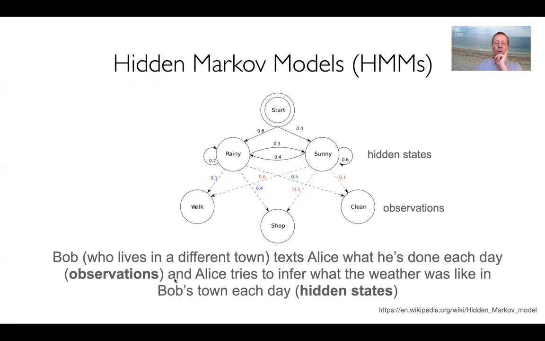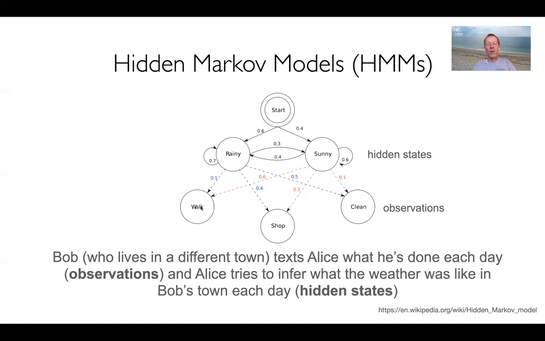So the story behind this toy model is that you have two friends, Bob and Alice. They live in different towns. And Bob has this funny habit of sending a text message to Alice every evening, telling her what activity he has been engaged in that particular day. Now, he's not very imaginative, so he only has 3 different activities.